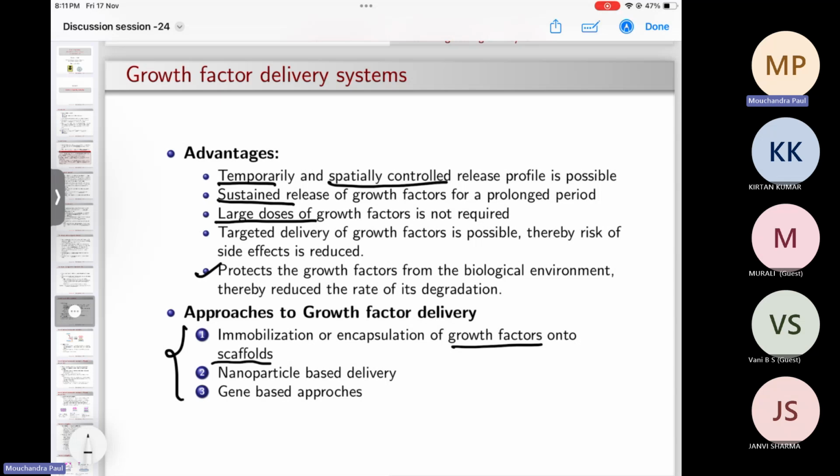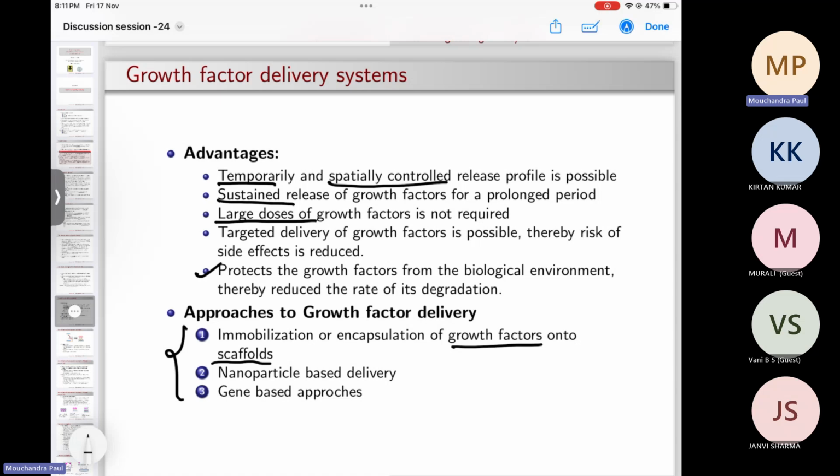So what will happen? You're basically trying to mimic the ECM structure, right? In the ECM, it is possible for the growth factors to stay there so that the nearby cells will get constant signaling. The constant signal in the cells will be on, cell-ECM interaction will happen, and the constant signal will keep on going to the cells.